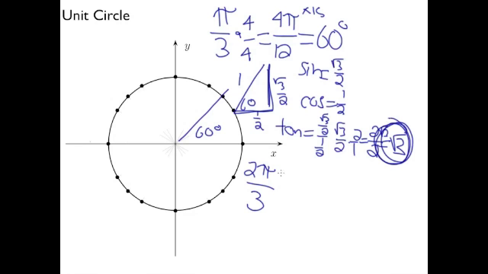Now let's do this one. So 2 pi over 3 times 4 over 4 to change it to degrees. 8 pi over 12, which is 120 degrees.